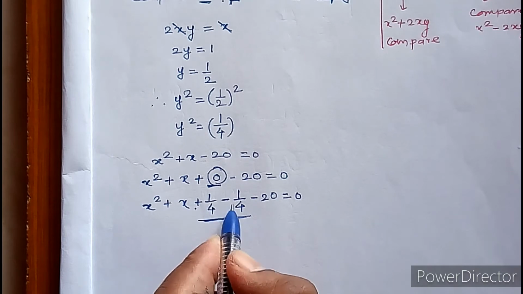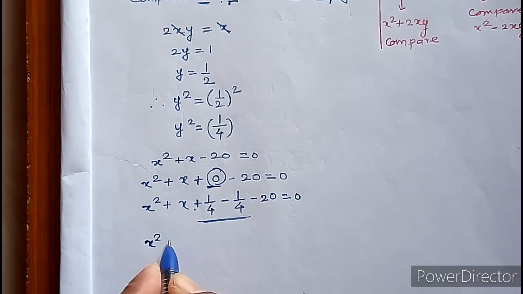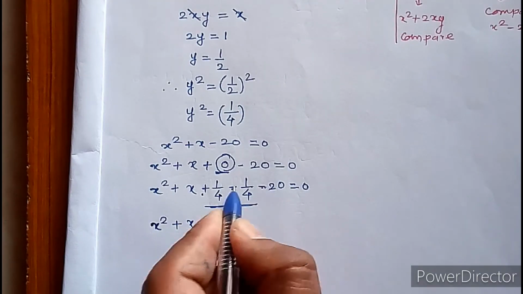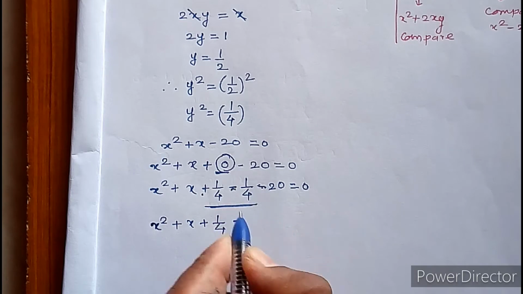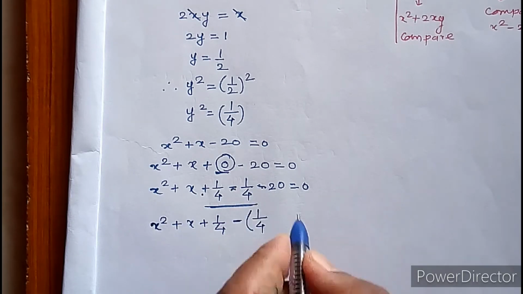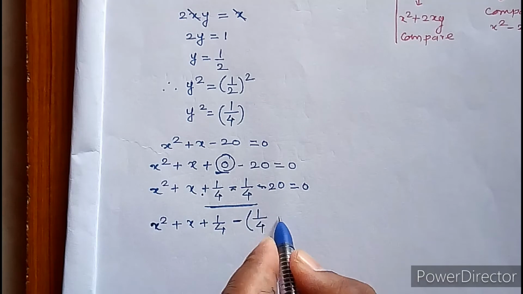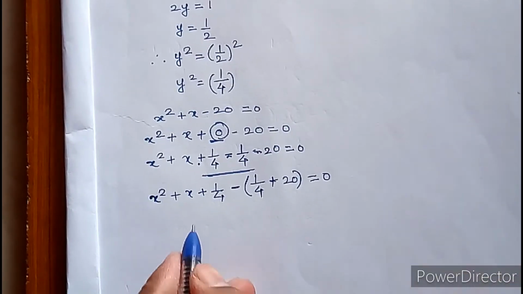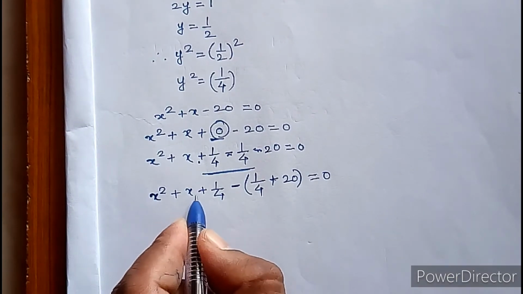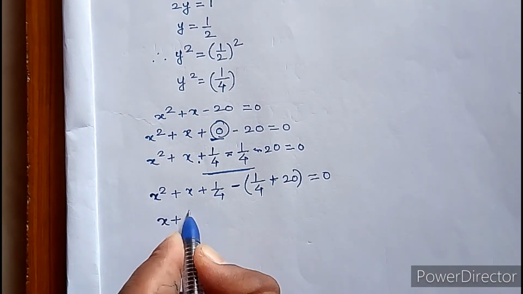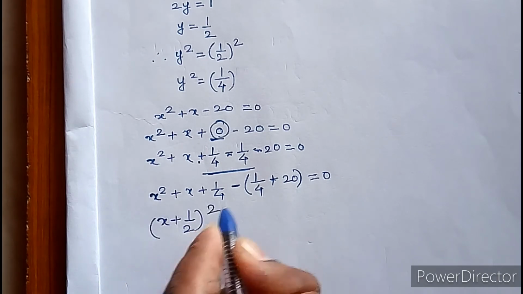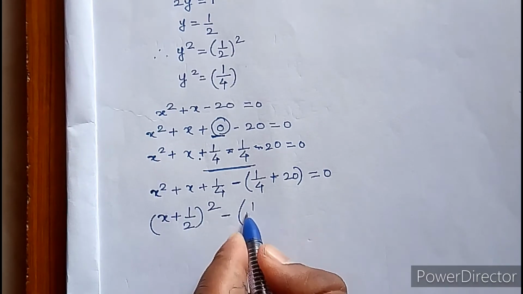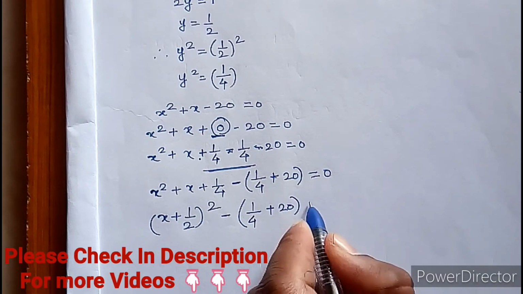Add and subtract. Now here x square plus x plus 1 by 4. Now by taking minus common from both of these, 1 by 4 remains in the bracket and this minus is also taken common, therefore it will be plus 20 equals 0. Now you can see that this x square plus x plus 1 by 4 is the complete square of x plus 1 by 2 whole square. Now this minus as it is. Now solve this 1 by 4 plus 20 equals 0 as it is.